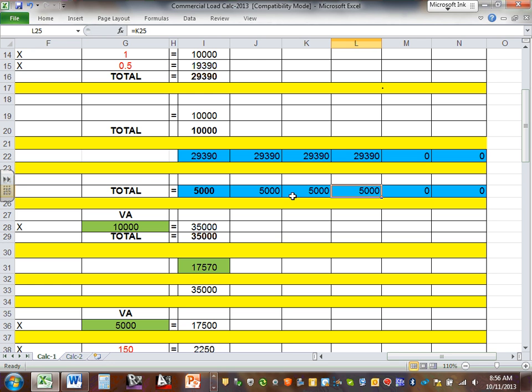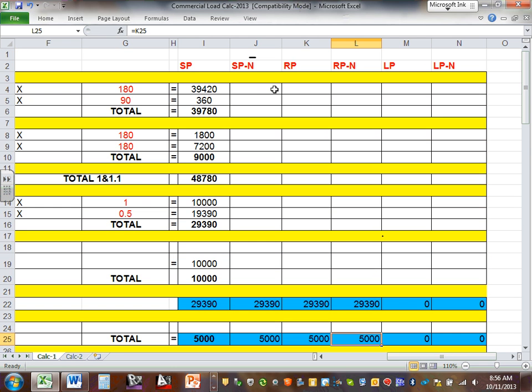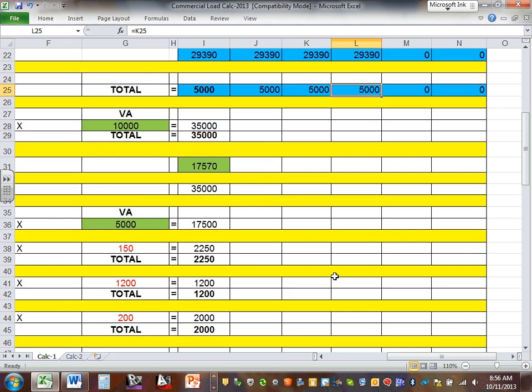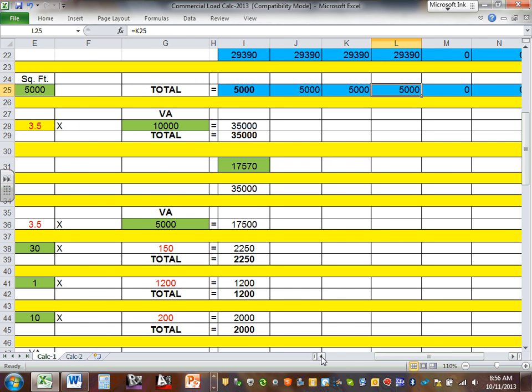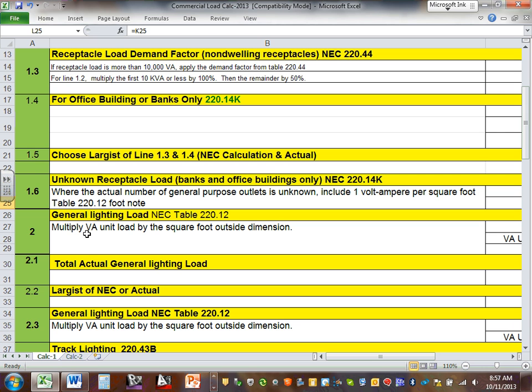Okay, so now I have the receptacle load on both my receptacle panel and its neutral, and my main panel and its neutral. Okay, let's go to the light. If you go to the lighting panel, now step 2. Step 1, everything for step 1 was receptacle. Step 2, general lighting load, table 220.12. From 220.12, for a commercial building, let's go directly to a commercial building.